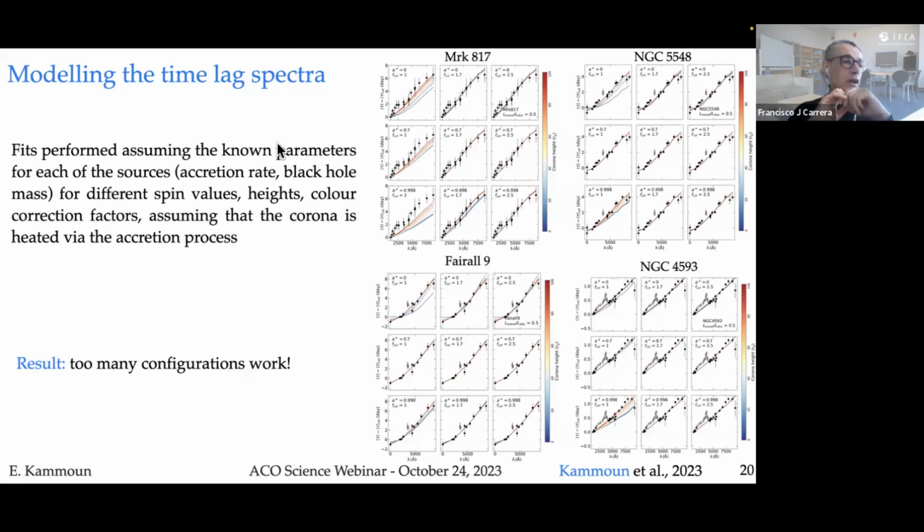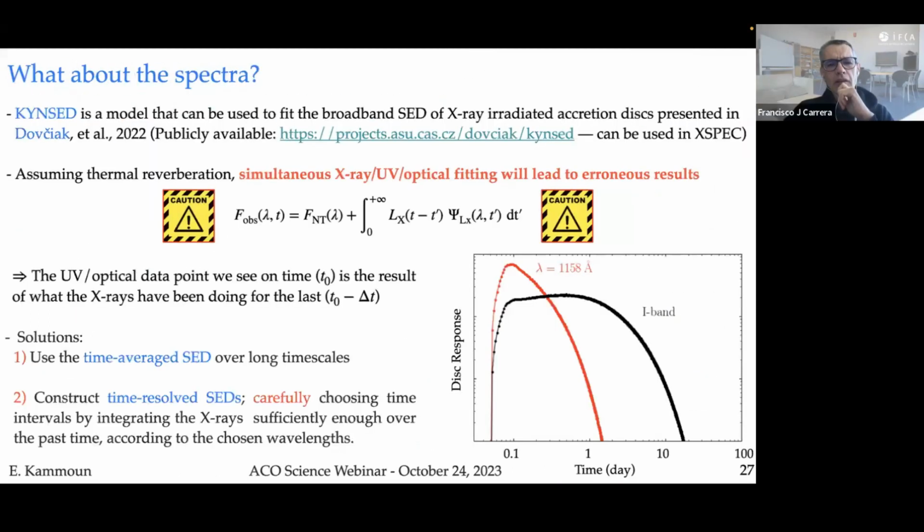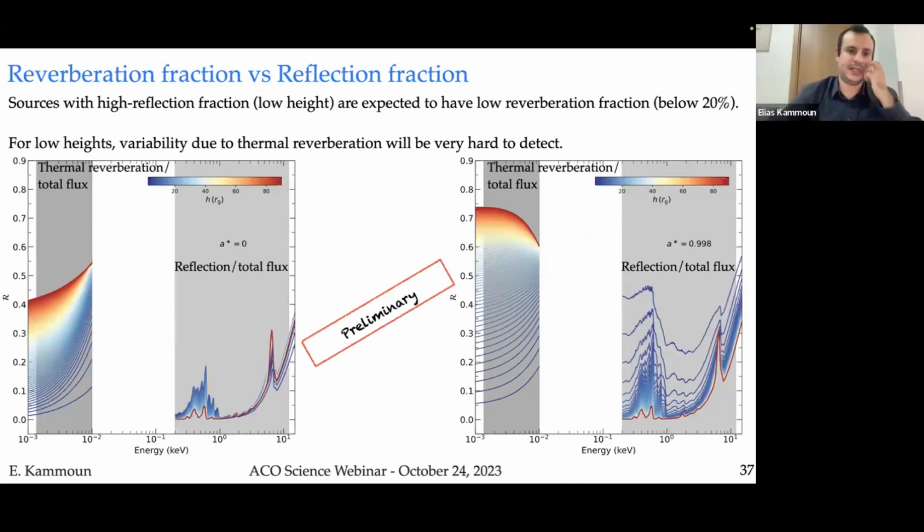Okay. Well, I have another curiosity. Now that we are on it, you said that if you have the corona in this lamppost geometry at lower heights, then you have lower reverberation. Why is that, physically? What's happening there?